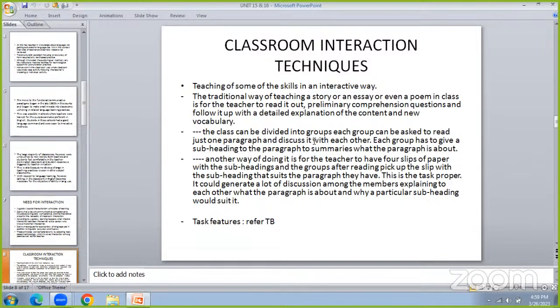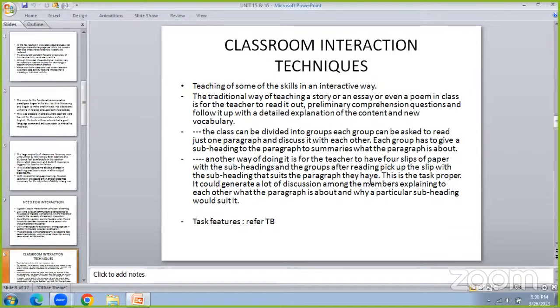Especially in this particular technique. This is one way, and another way is this. The teacher would have 4 slips, because there are 4 paragraphs in the text, and she should write the 4 subheadings on slips of paper, and the groups, after reading, pick up the slip with the subheading that suits the paragraph they have.